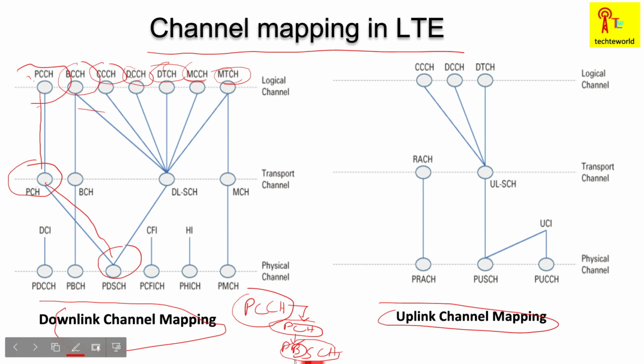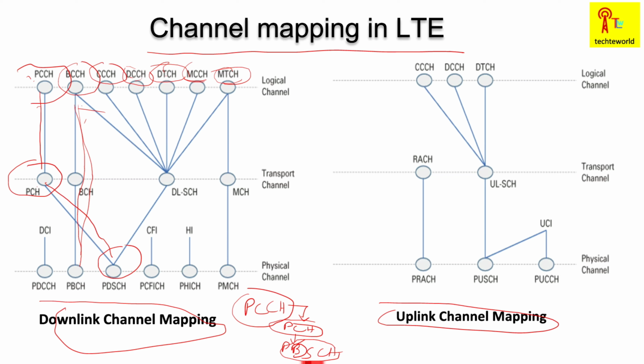Then the mapping which is also very important here is the mapping of BCCH to BCH and then PBCH. As I told, all the master information related data is broadcast from BCCH, and then it goes to BCH and then PBCH. This is also one of the important mappings which we need to take care of, which you need to remember, right?